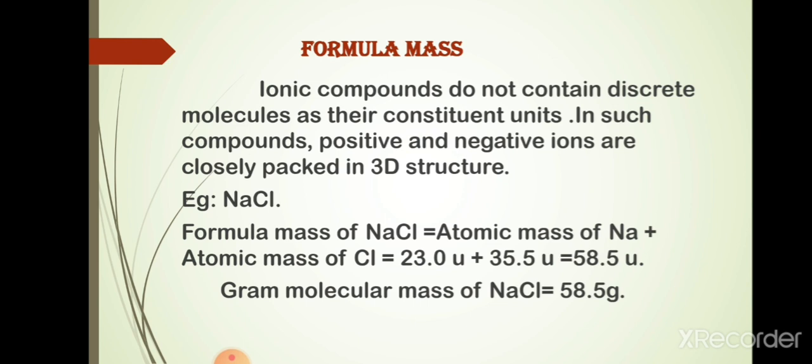Formula mass is the sum of atomic masses of atoms present in one formula unit. Thus, formula mass of sodium chloride is equal to atomic mass of sodium plus atomic mass of chlorine, that is equal to 58.5 atomic mass unit. As I told earlier, when it is expressed in grams, it is known as gram molecular mass. Hence, gram formula mass of sodium chloride is equal to 58.5 gram.